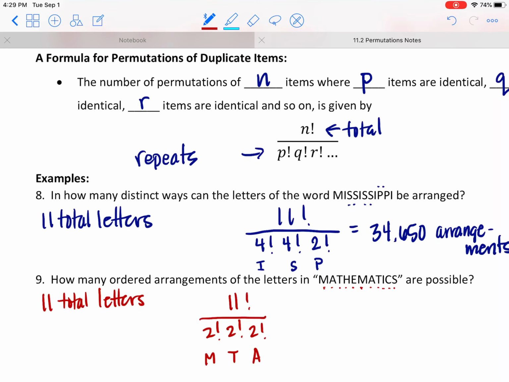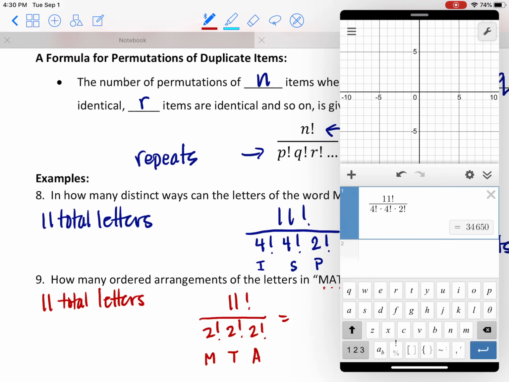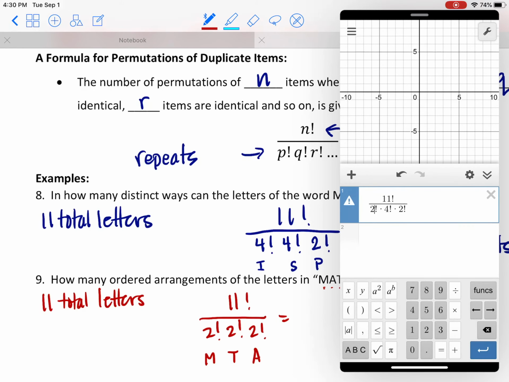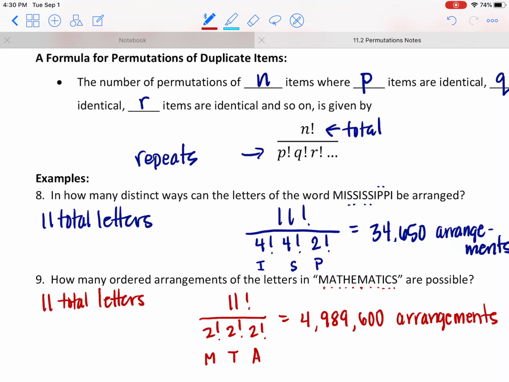And I believe that is it for repetition. So now we can divide out. Now I'm just going to use a little shortcut here. Let's go ahead and change that to a 2 and change that to a 2 so I don't have to retype everything. And now we have a bigger number. 4,989,600 different ordered arrangements of the letters in the word mathematics. Not just straightforward permutations, because there are repetition of letters. If it was a word where the letters didn't repeat, then it would just be permutations.